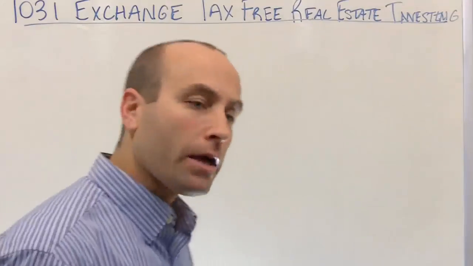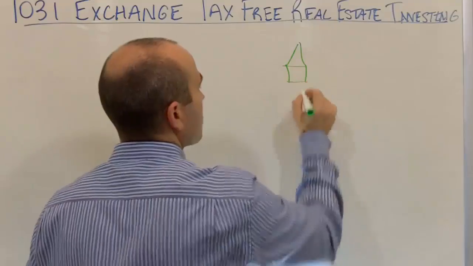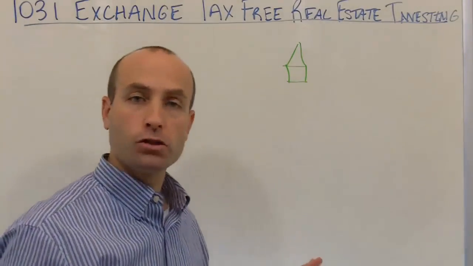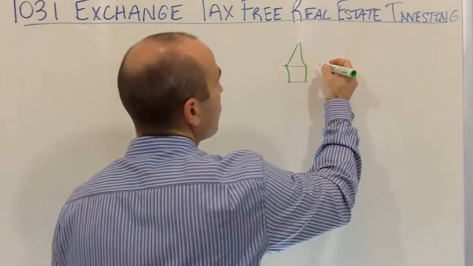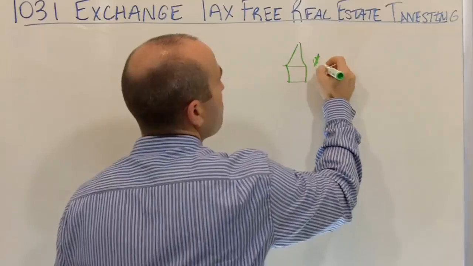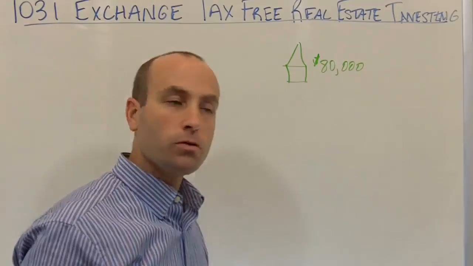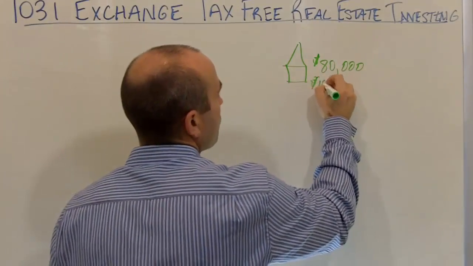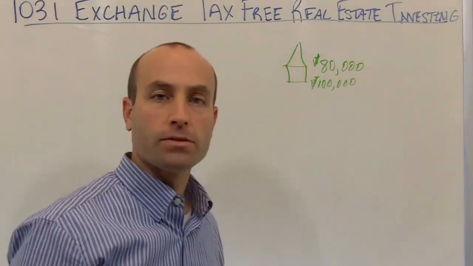It would be like you owning a house, and then you'd have to have it as a rental, and let's say you've owned it for at least 2 years. You could sell this house. Now let's say when you bought it, you bought it for $80,000. But let's say it's been 2 years later and you are going to sell it for $100,000. So you have a gain of $20,000.